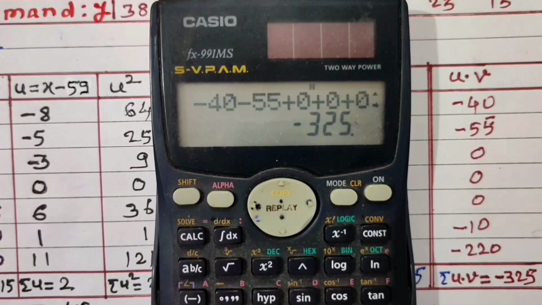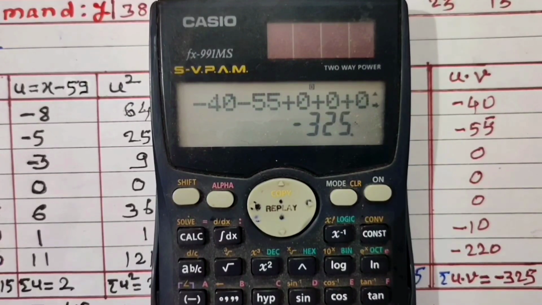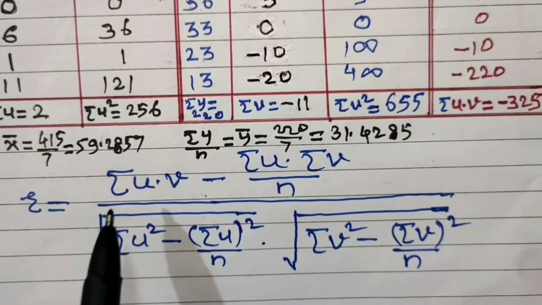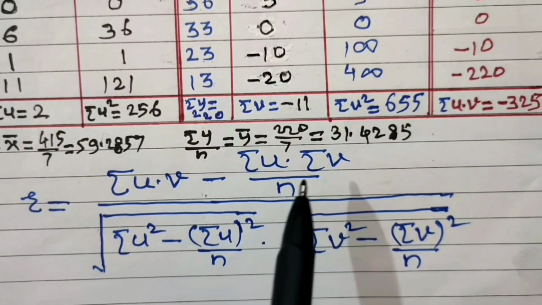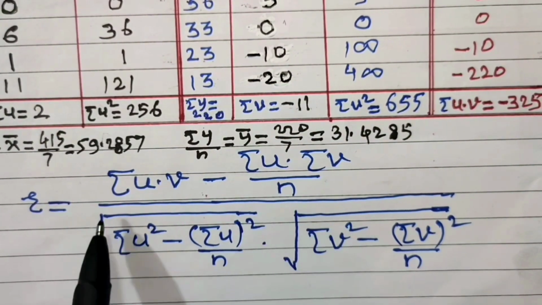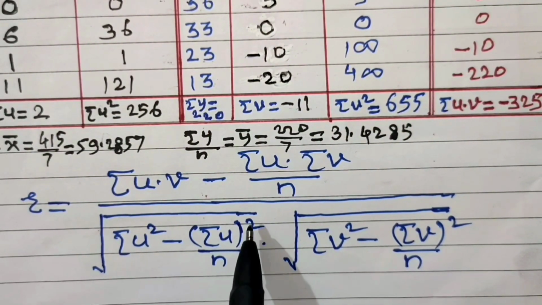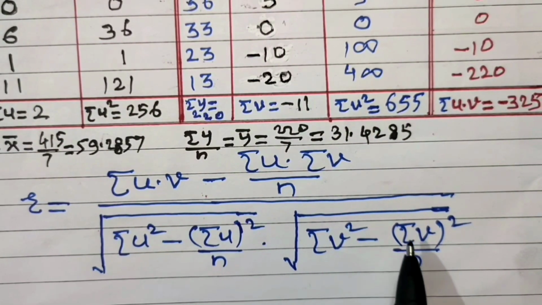Okay. Now we have to put all these values in the formula for coefficient of correlation. First, write the formula. R is equal to summation of u into v minus summation of u into summation of v divided by n, whole divided by, in first square root, summation of u square minus summation of u its square divided by n, into, in second square root, summation of v square minus summation of v its square divided by n.